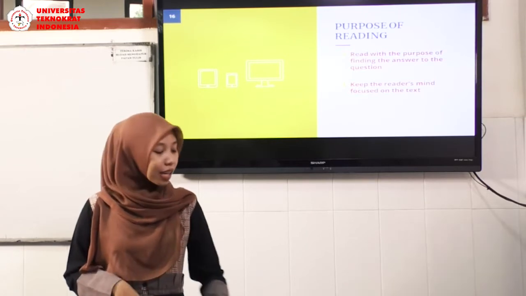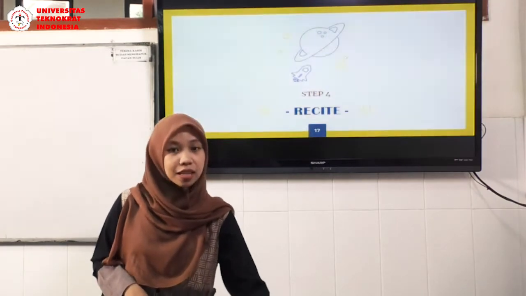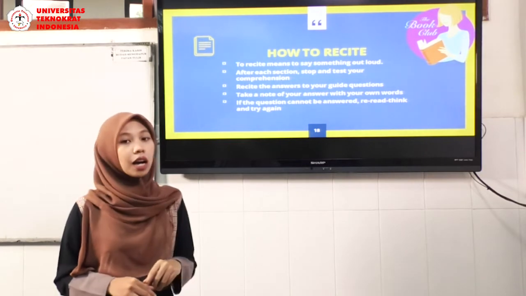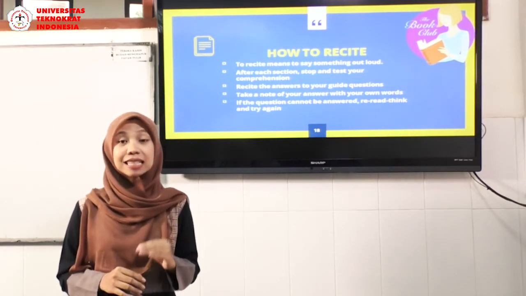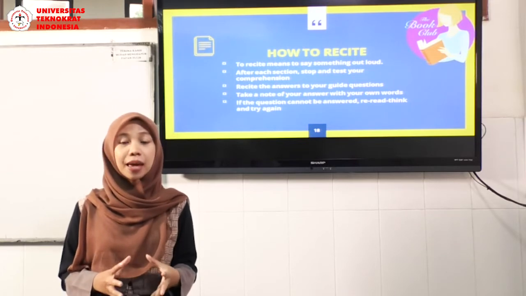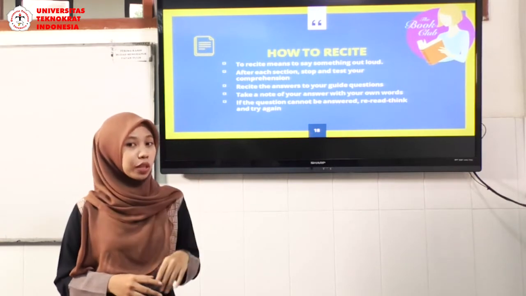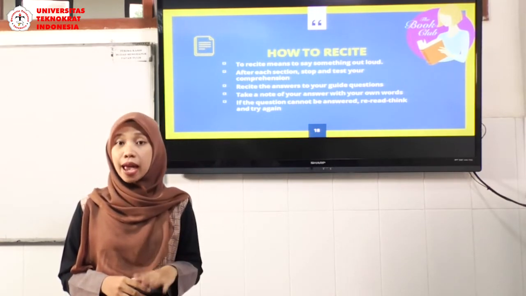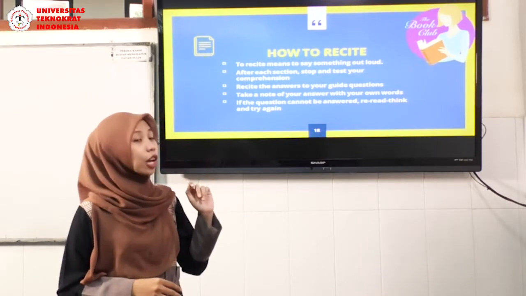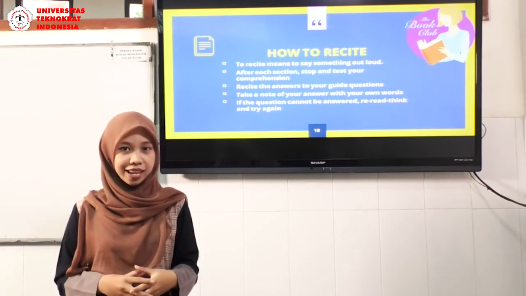For the next step, it is called recite. So to recite, there are several things you need to do. The first, to recite means to say something out loud. So after each section, stop and test your comprehension. And then recite the answer to your guide questions. Take note of your answer in your own words. And then the last is, if the question cannot be answered, you need to reread, think, and try again.